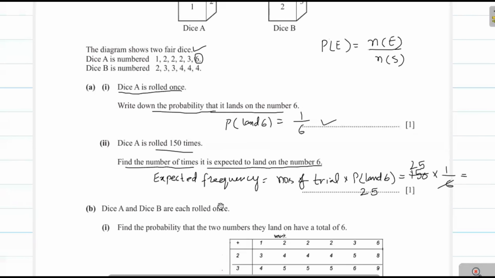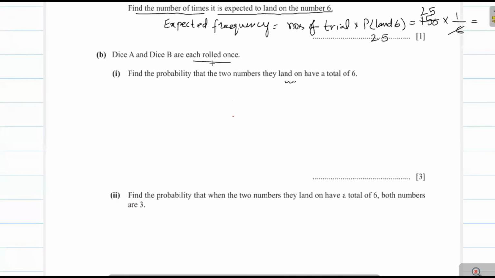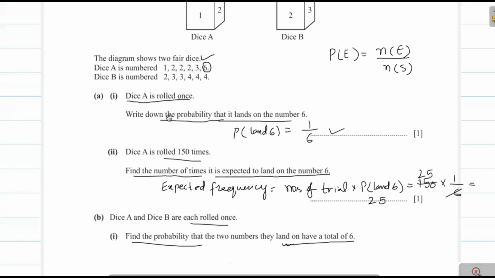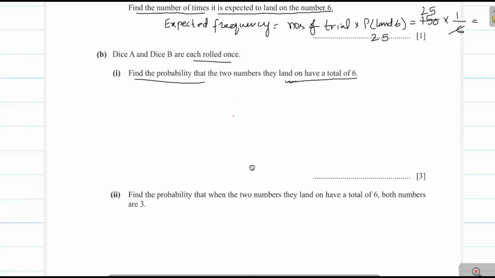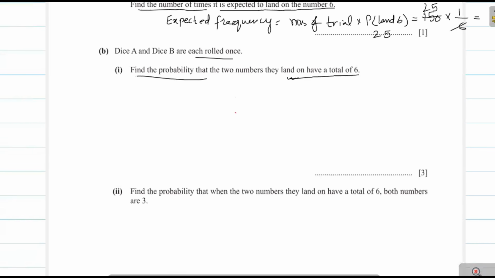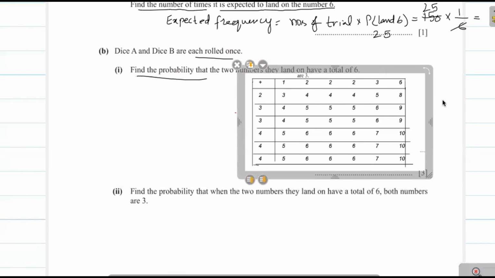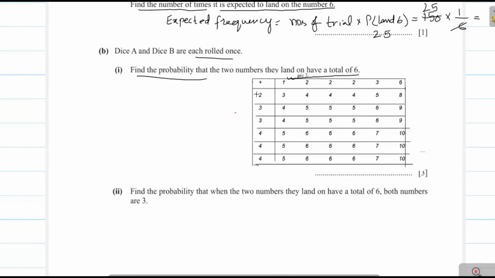In part B, dice A and dice B are each rolled once. Find the probability that the two numbers they land on have a total of 6. Now you see here dice A is numbered 1, 2, 2, 2, 3, 6, and dice B 2, 3, 3, 3, 4. We write this dice outcome here. Dice A outcomes horizontally and dice B outcomes vertically.